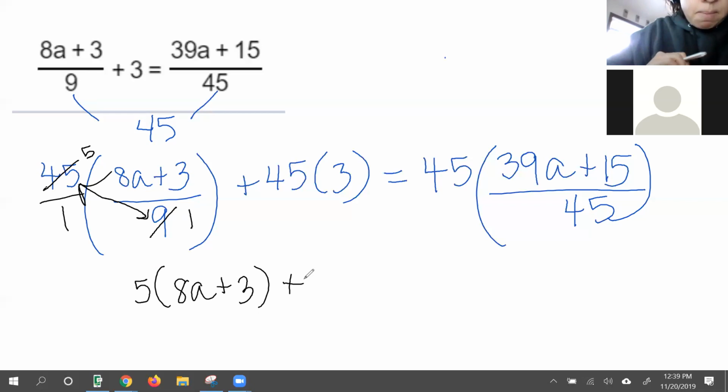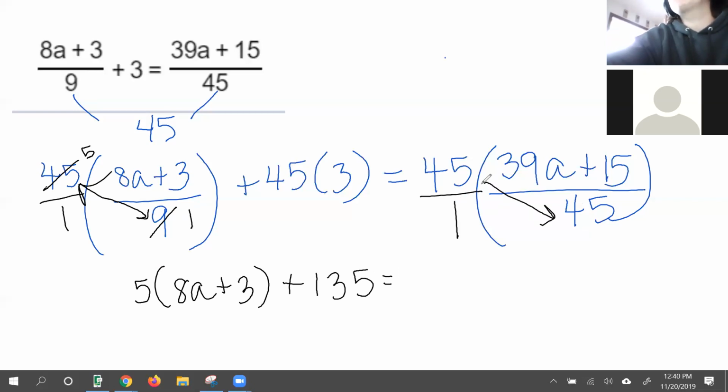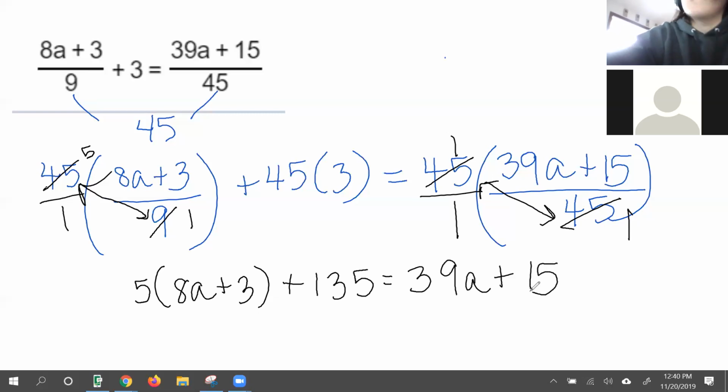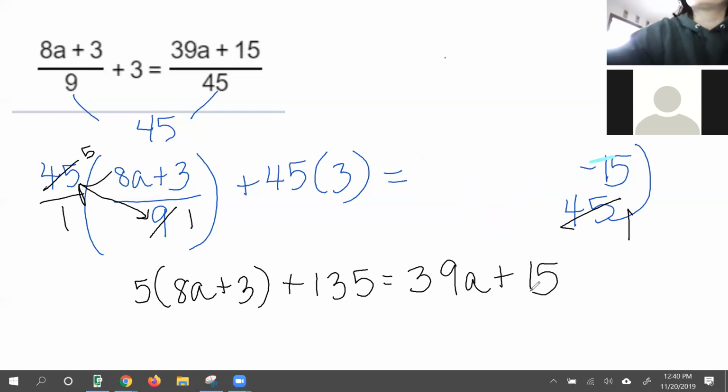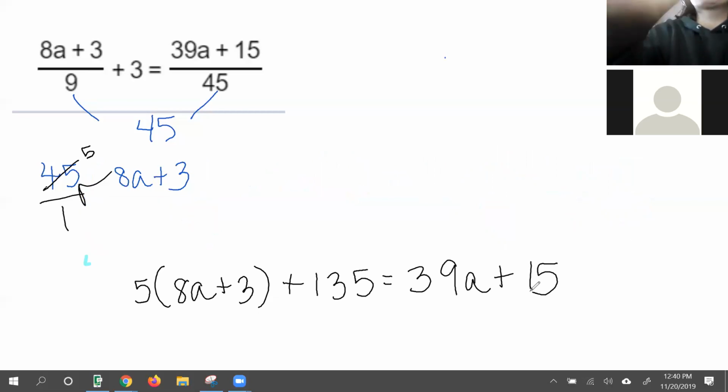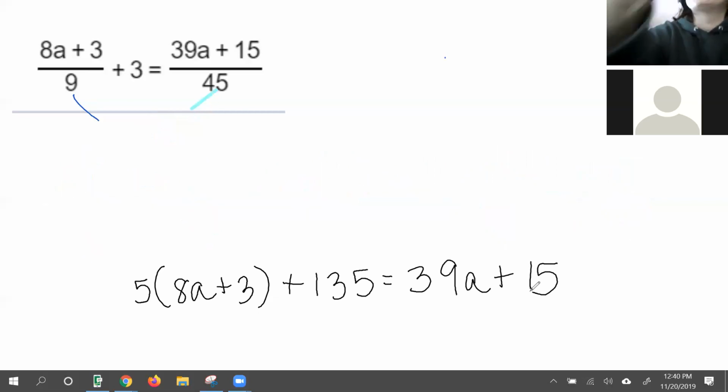45 times 3 in my next one is 135. And then 45 over here, if I look again diagonally, 45 and 45 match. So technically they divide by each other and give me 1. So I'm left with 39a plus 15. Now this looks a little bit kinder, okay? I have variables on both sides and I've got some distributing to do, so I'll do that first.